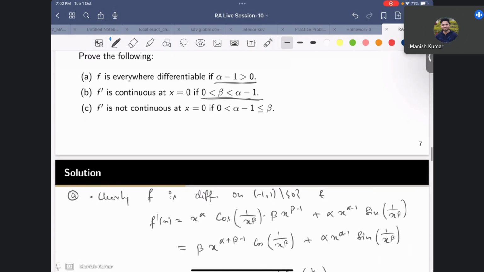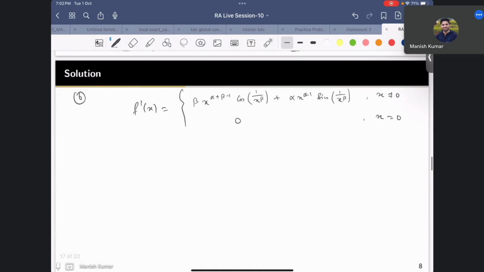That is, beta less than alpha minus 1. So 0 less than beta less than alpha minus 1. If this is there, then the limit x going to 0 of f prime of x, if I look, you see that due to this condition alpha minus 1, okay, then how can I say, just a second. One thing is clear, that this alpha minus 1 is positive, so this will go to 0 as x goes to 0. But this one, did I do some mistake?